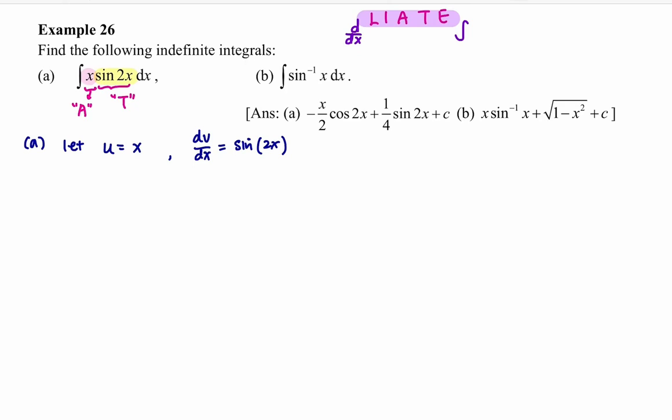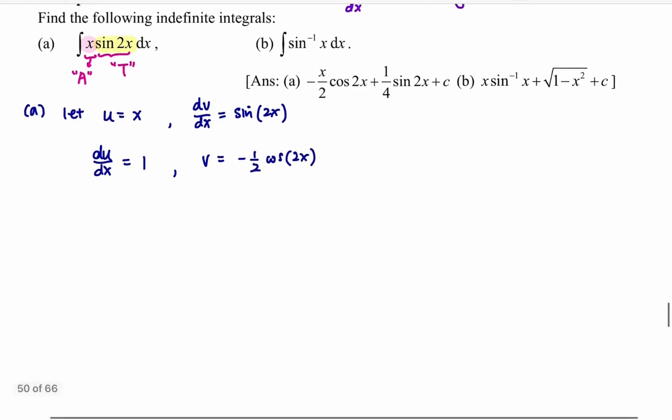And let's proceed to find our du dx. Differentiating x will provide 1, and integrating sine 2x will give us negative half cosine of 2x. Okay, so we omit the plus c for the time being.